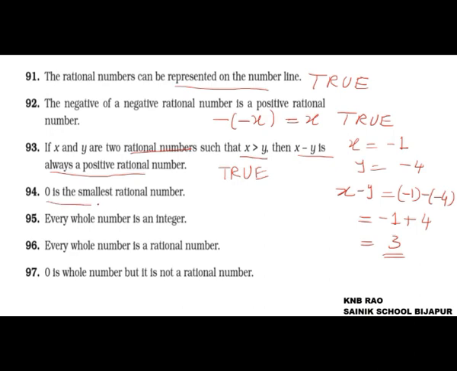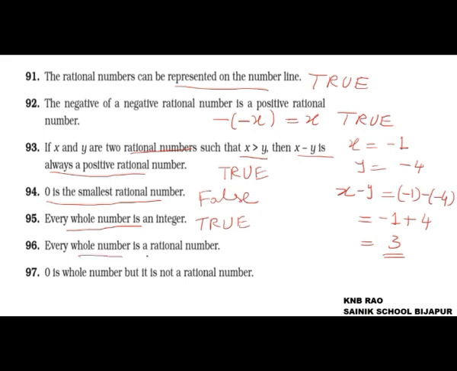0 is the smallest rational number. No rational number can be said to be the smallest. So it is false. 0 is not a smallest rational number. Every whole number is an integer. It is true. Every whole number is an integer. Vice versa need not be true.